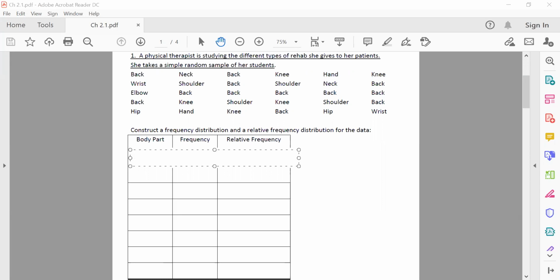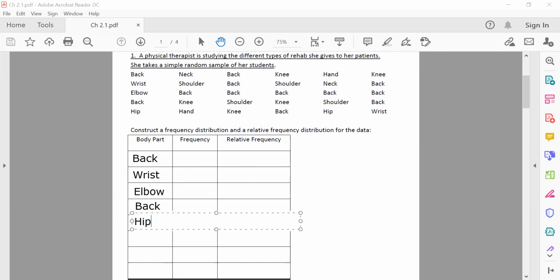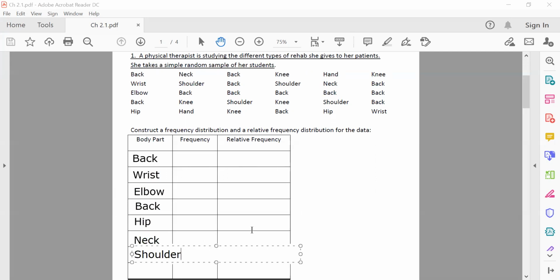So let's see the body part. The first one we see is the back. The next one I see is wrist. Then I see the elbow. I see the back. I see the hip, neck, shoulder. Try to get it in that box there. And then the knee.